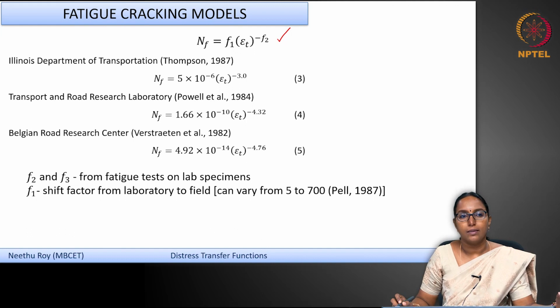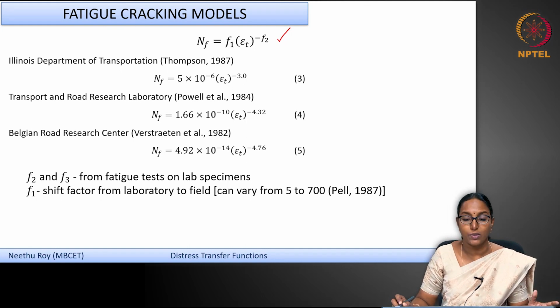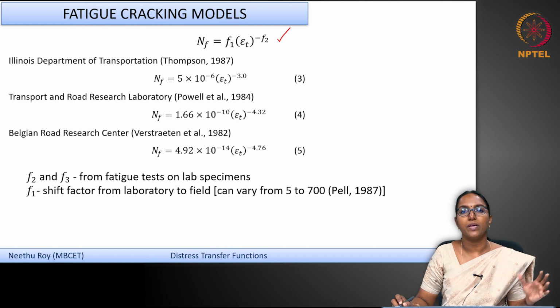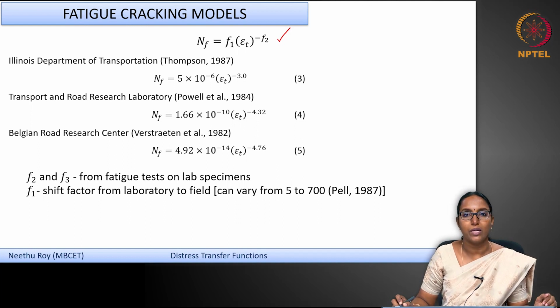Now, the idea is to get these coefficients from extensive laboratory as well as field studies, because as I said, F2 can be estimated from the laboratory investigations of the various bituminous mixes, and that has to be correlated to the field performance. Then only you can arrive at these distress transfer functions.